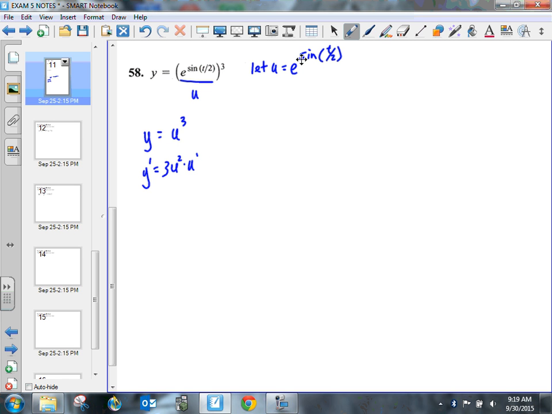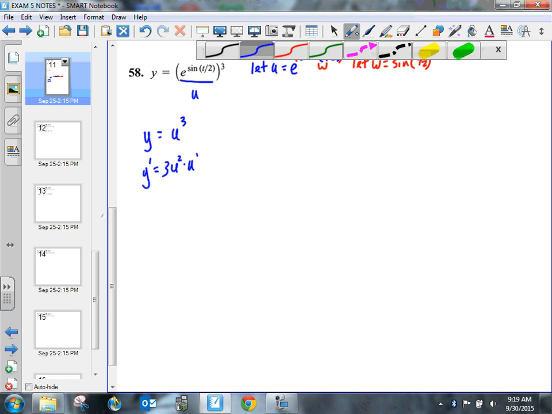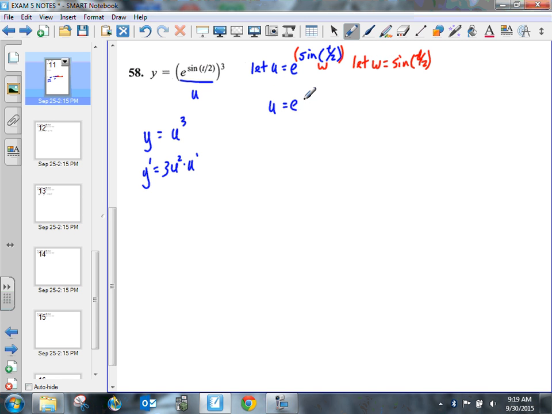So I need to take the derivative here. However, I have a problem. I don't have a rule for this. Plus, I notice that I have an inside function. I notice that I have e raised to a function, sine of t over 2, so I'm going to call that function w. I'm going to let w equal sine of t over 2. So what I want to do is rewrite u as e to the w.